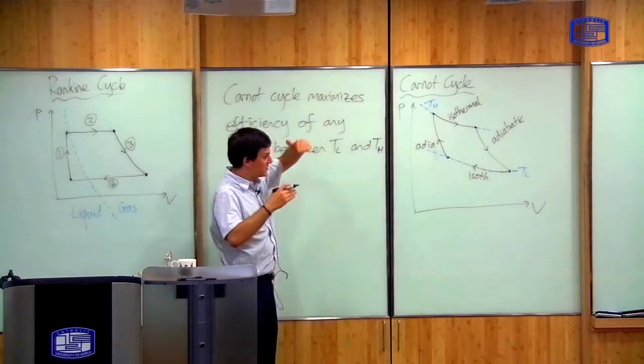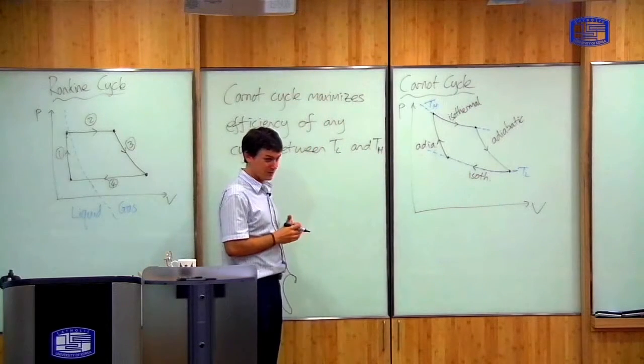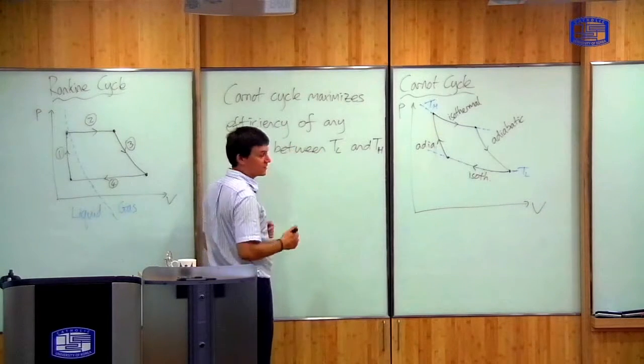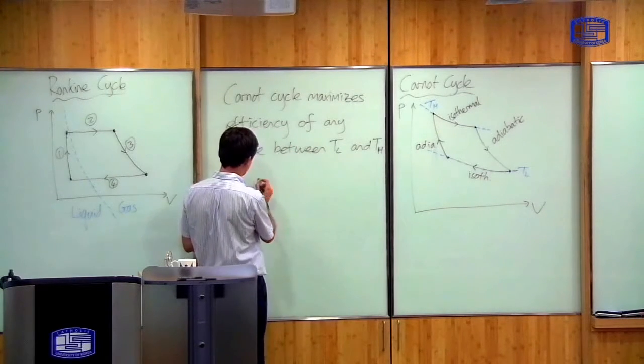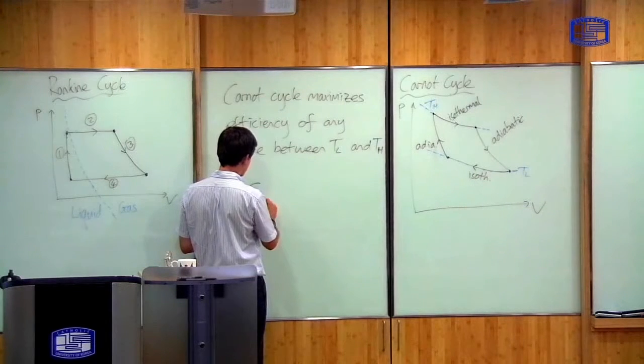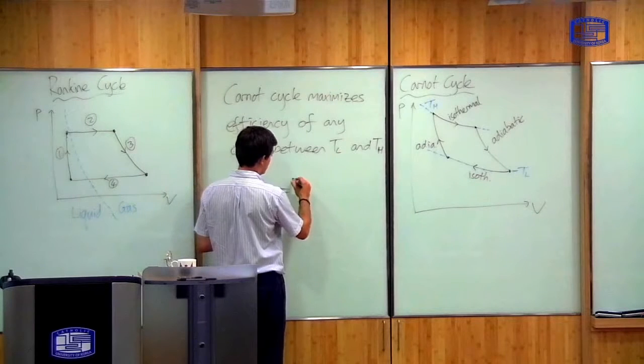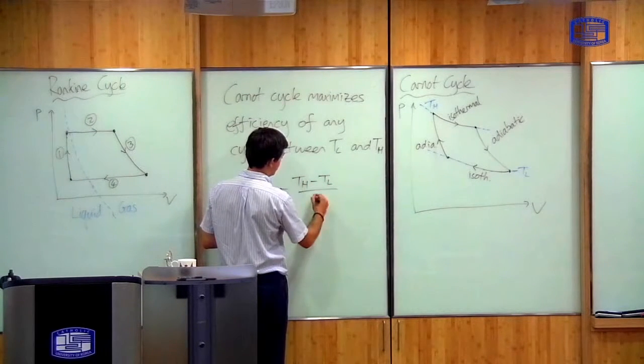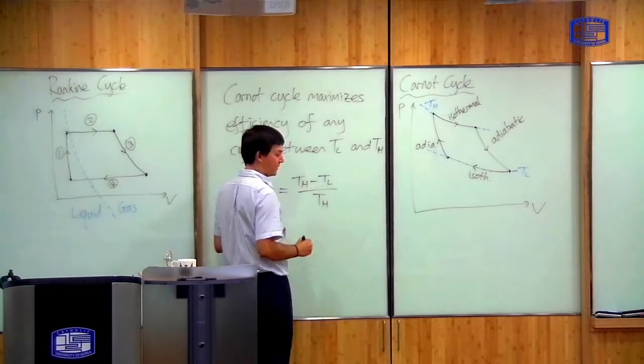So if you change the temperature, then you change the possible efficiency. But between the fixed temperatures, the Carnot cycle always has maximum efficiency. And the efficiency of the Carnot cycle, we will prove next week, is equal to the difference in temperature divided by the maximum temperature.